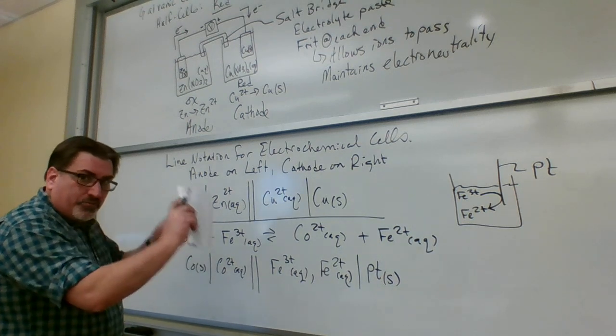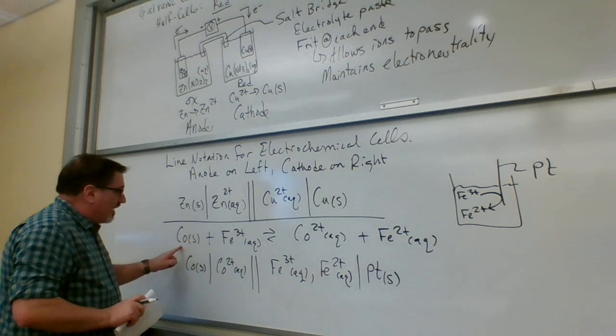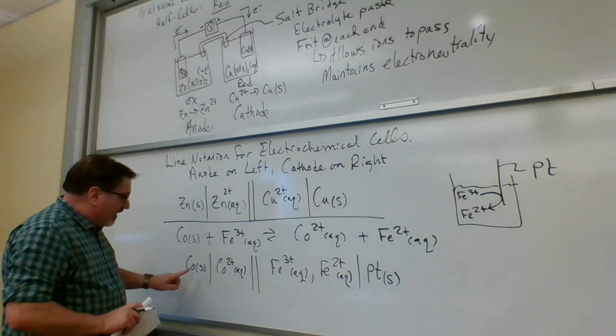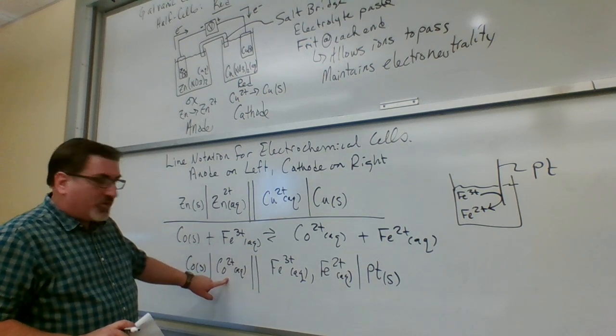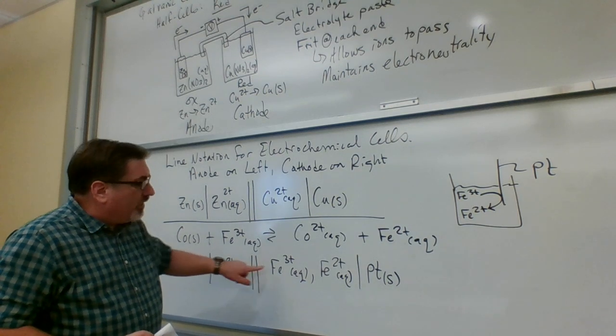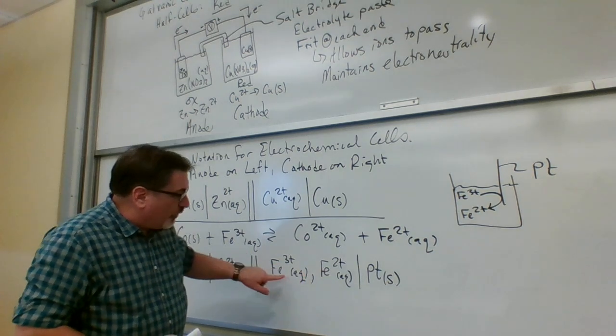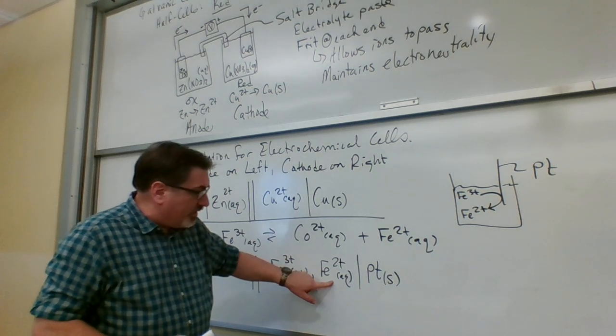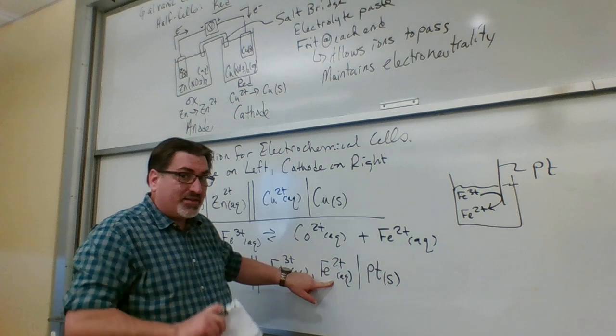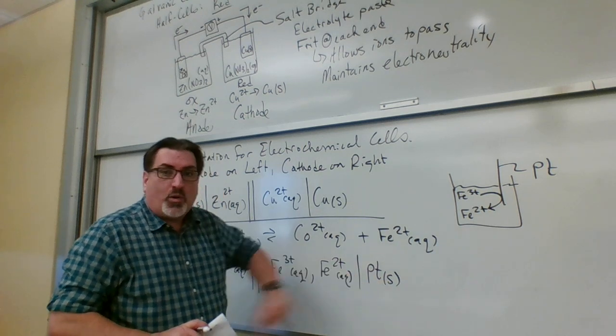Oxidation on the left, reduction on the right, and we can watch the electrons flow through our diagram. Cobalt gives up 2 electrons to become cobalt 2+. Those 2 electrons reduce 2 iron 3+ ions to 2 iron 2+ ions. We'll get to balancing those eventually, through a platinum wire.